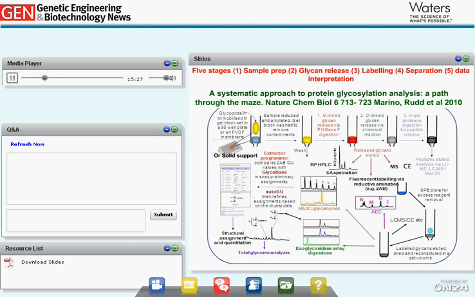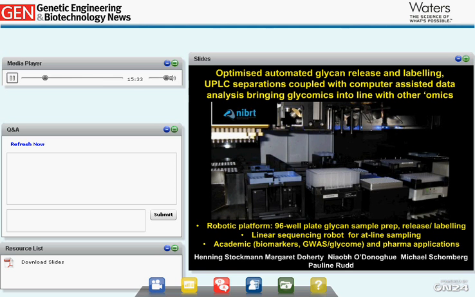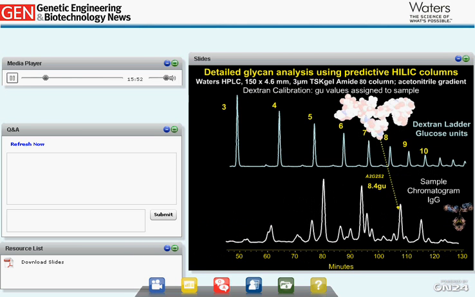So the next slide shows you our optimized automated glycan release and labeling robot. And we have this so that we then can go into our analytical separation, and we have computer-assisted data analysis that fits with this. And this means that pretty much everything is automated. The separations technology works on the principle that we have either a TSK amide 80 column or more recently the BEH columns developed by Waters. And we run a dextran calibration ladder that you can see running from 3 to 10 or more glucose units.